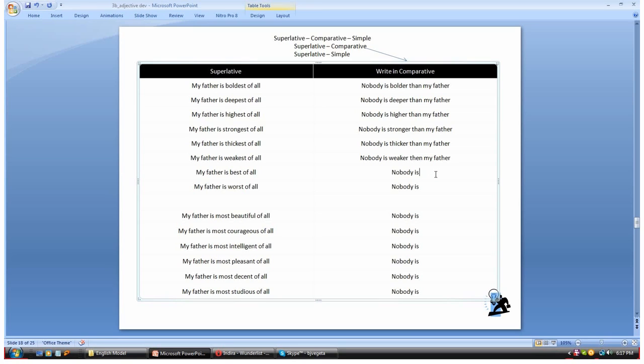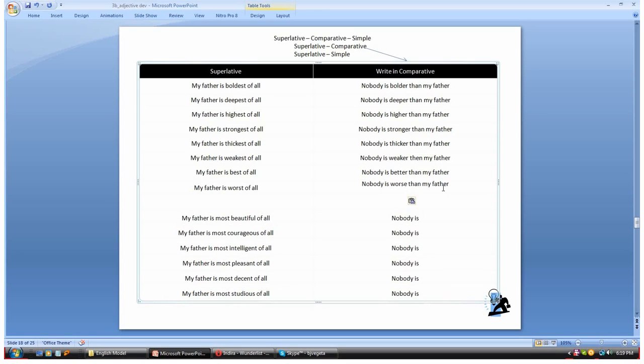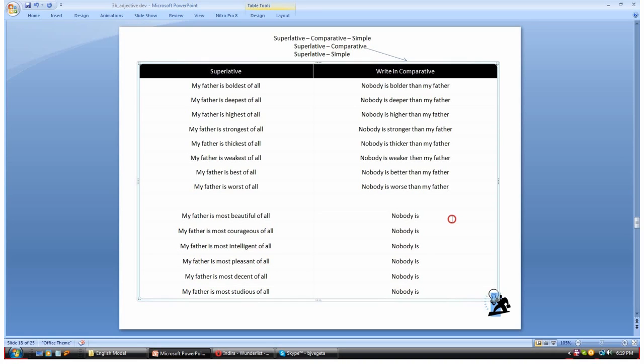My father is the best of all. What is the comparative for best? Now read the same sentences. My father is best of all. Nobody is better than my father. Do you notice any difference? They're very similar, right? What's the comparative for worst? Nobody is worse than my father. Understood?